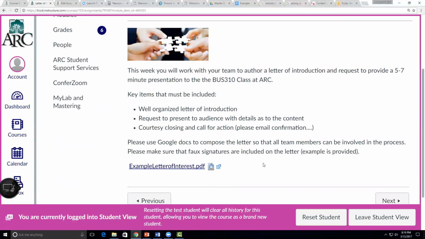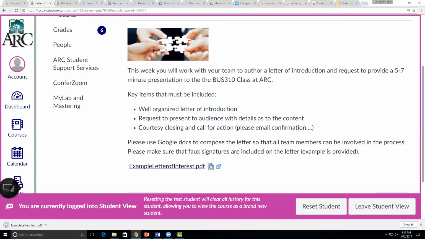And please make sure that there are faux signatures. Do not use your real electronic signatures, please, are included in the letter. I've provided an example here, as well as an example in the master files of Google. An example master letter would look something like this.